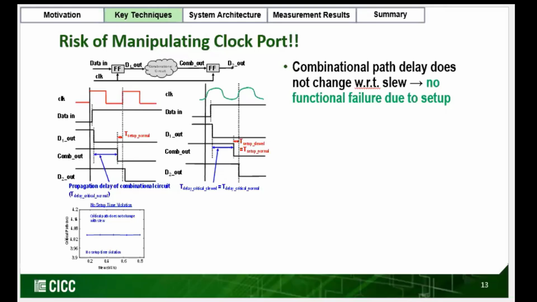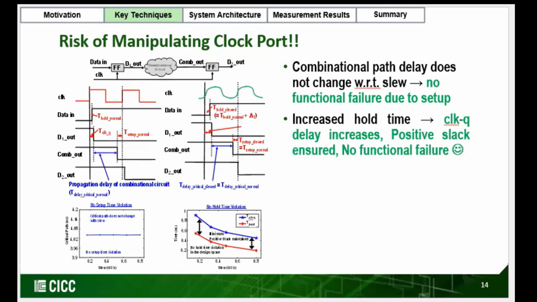Now, combinational path delay does not really depend on the clock. It does not change with respect to slew. And that's why there will not be any functional failure due to setup time. Now, hold time increases as you are increasing slew. However, if we remember the hold time constraint, hold time should be less than the clock to queue delay added by the combinational delay. Though hold time is increasing with increasing slew amount, clock to queue delay is also increasing because with slew clock, data gets latched later. And in our entire design space, clock to queue delay is always greater than hold time, which makes sure that we do not have any yield failure.